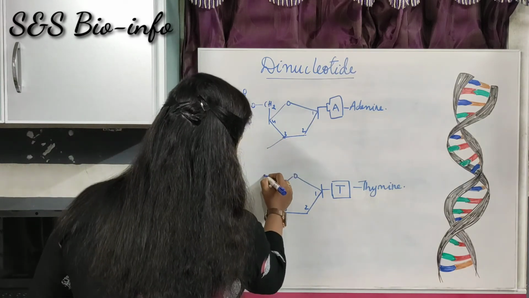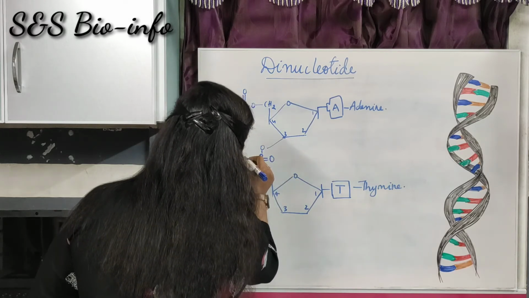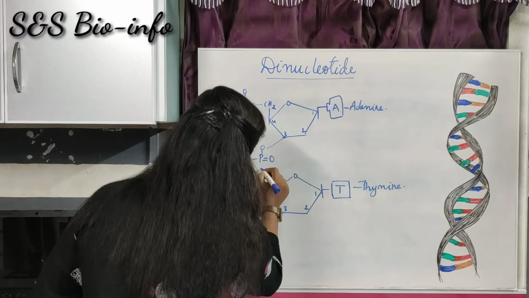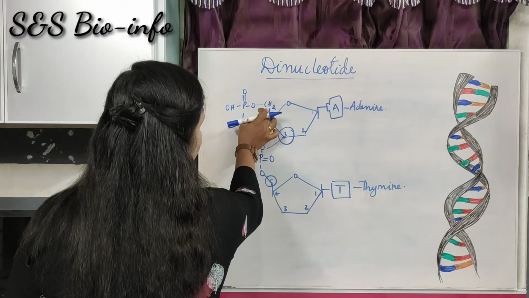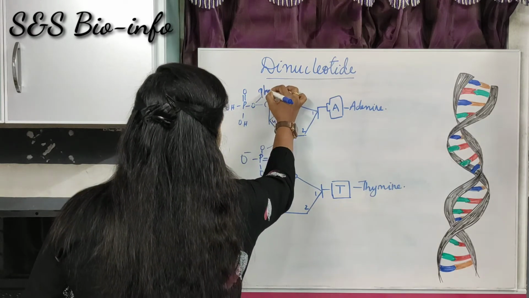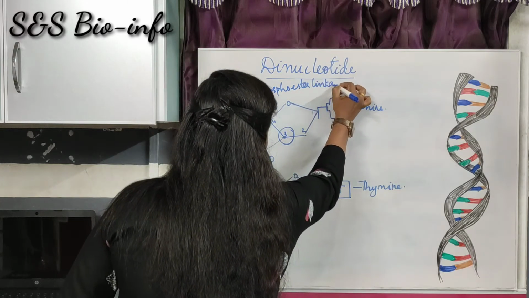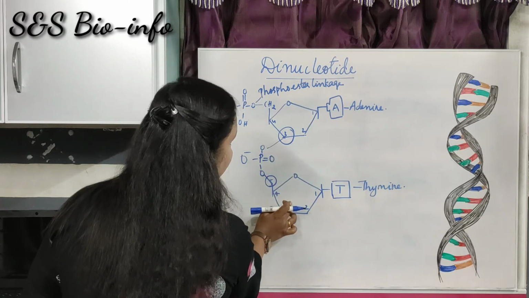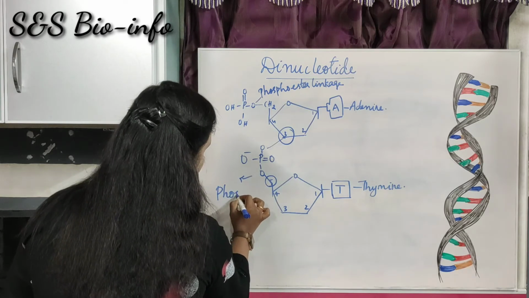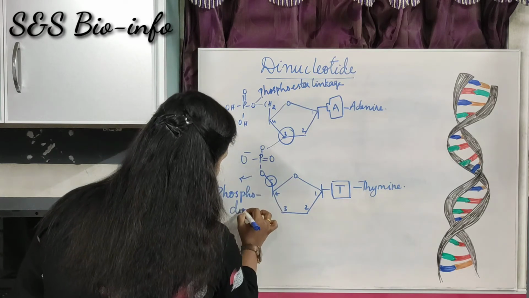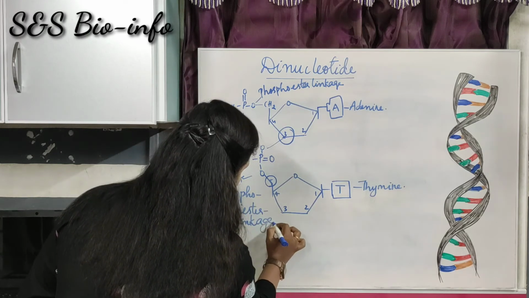Here it can be represented as P double bond O. So look at here, the fifth carbon atom of the pentose sugar is connected to the phosphate group by means of phosphoester linkage. The first nucleotide is connected to the next nucleotide by means of phosphodiester linkage. Phosphodiester linkage. Thus it forms as a dinucleotide.